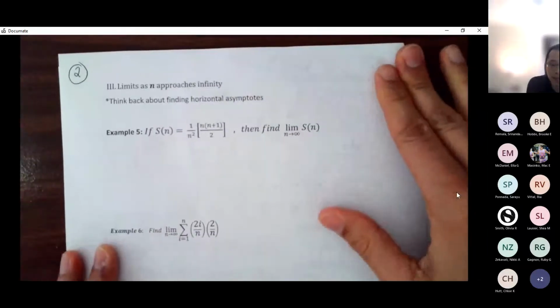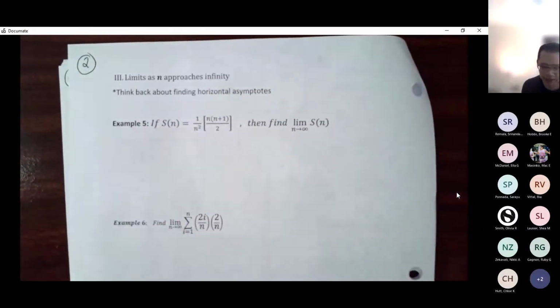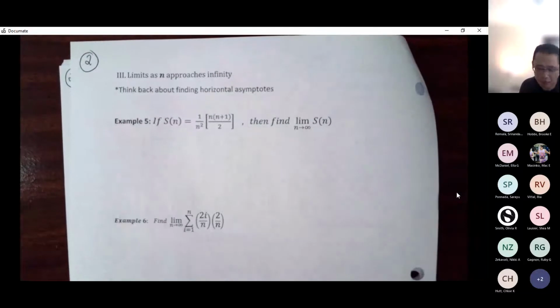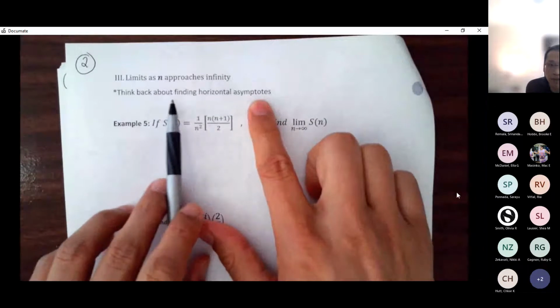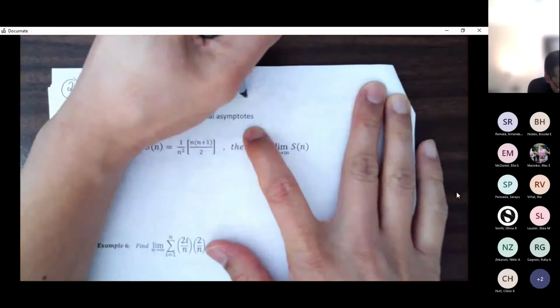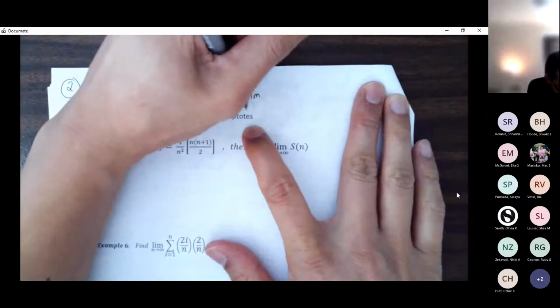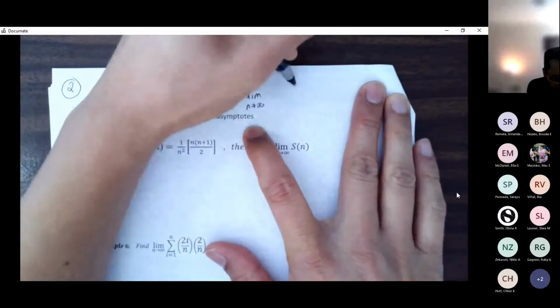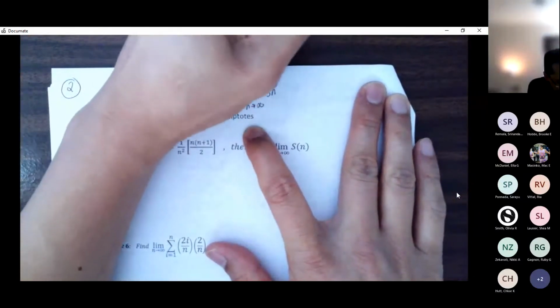All right, so second page. Limits as n approaches infinity. Okay, let's review what we did. Think back about finding horizontal asymptotes. So as a review, here's an example.